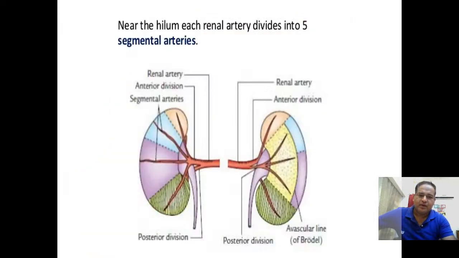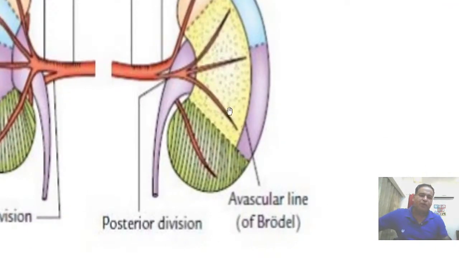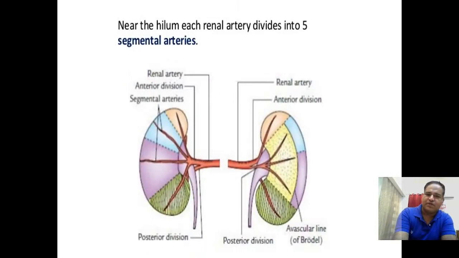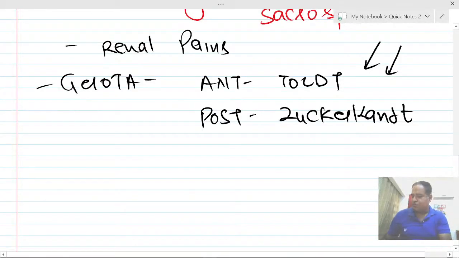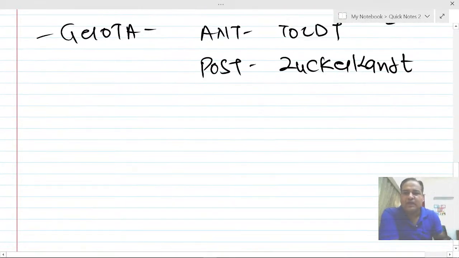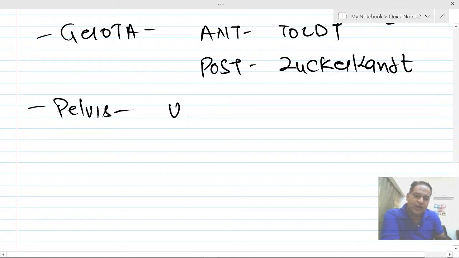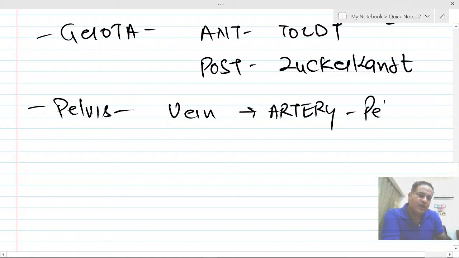Yes, the avascular plane of Brodel. So this lies on the posterolateral surface of the kidney. Now, about the renal pelvis, what are the relations anterior to posterior? So it is vein, artery, and the renal pelvis.